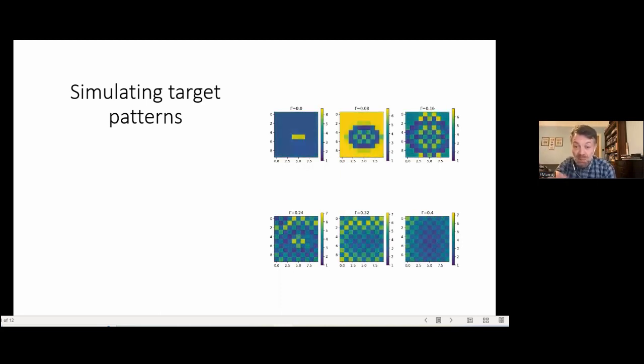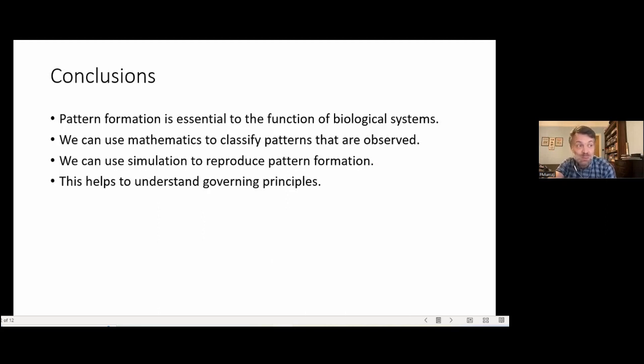And so these are some examples of the kind of patterns that we get out of this model that I've just described. So in the final slide for me, I just wanted to highlight that we can study mathematical features of patterns that we see in the real world, and then we can use mathematics to try and classify the patterns and simulate pattern formation. And hopefully this can help us understand the governing principles in the system we're looking at.